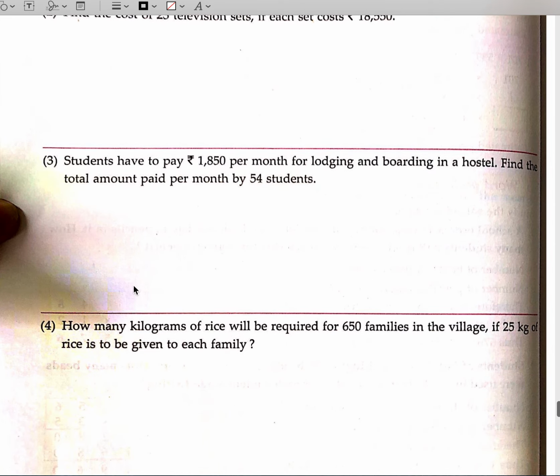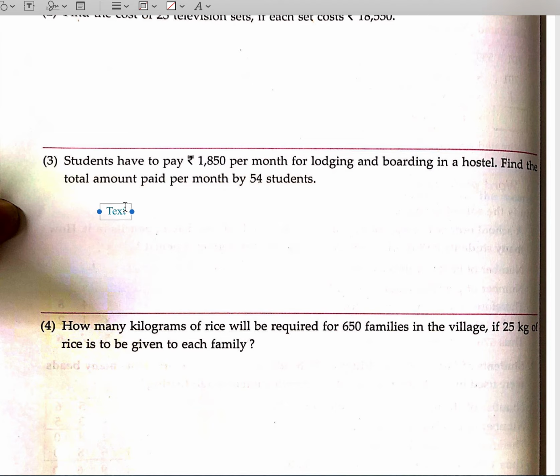The third one is: students have to pay 1,850 rupees per month for lodging and boarding in a hostel. Find the total amount paid per month by 54 students. Now here it is written that students pay this amount every month, so we have to find the total amount paid per month by 54 students. So that means we have to multiply 1850 into 54.